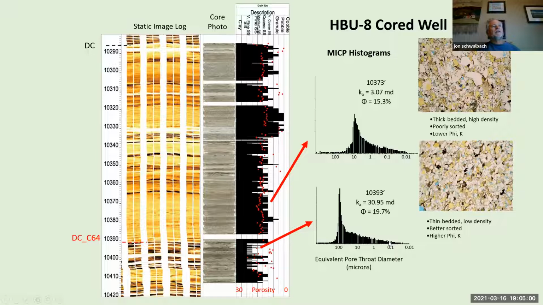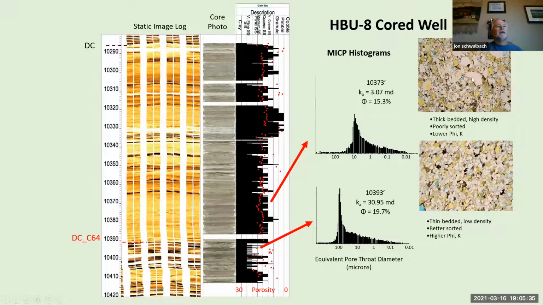And so one of the techniques we can use to try to quantify that is to look at mercury injection capillary pressure data. And in this case, it's a histogram. We can represent that data in terms of pore throat diameter. And so when we do that, we can look at one of the thin interbedded units down here. You see we have a peak here at about 100 micron pore throat diameter. And that compares to the coarser bedded unit, which is actually about 10 microns.